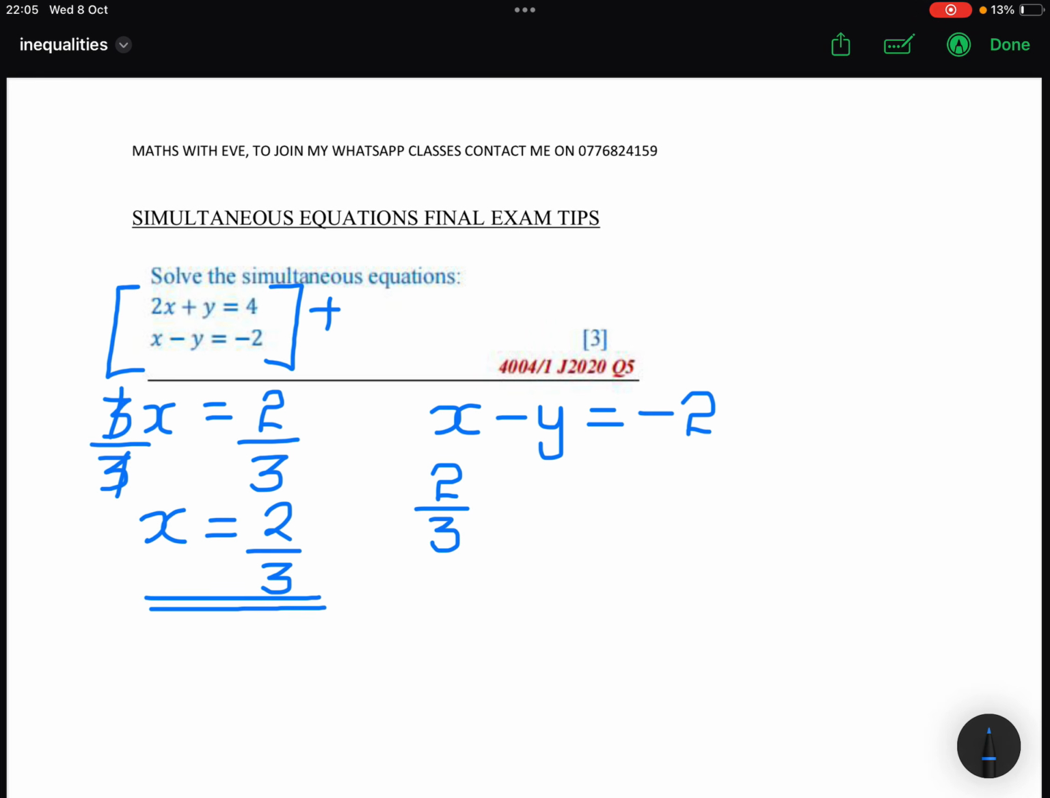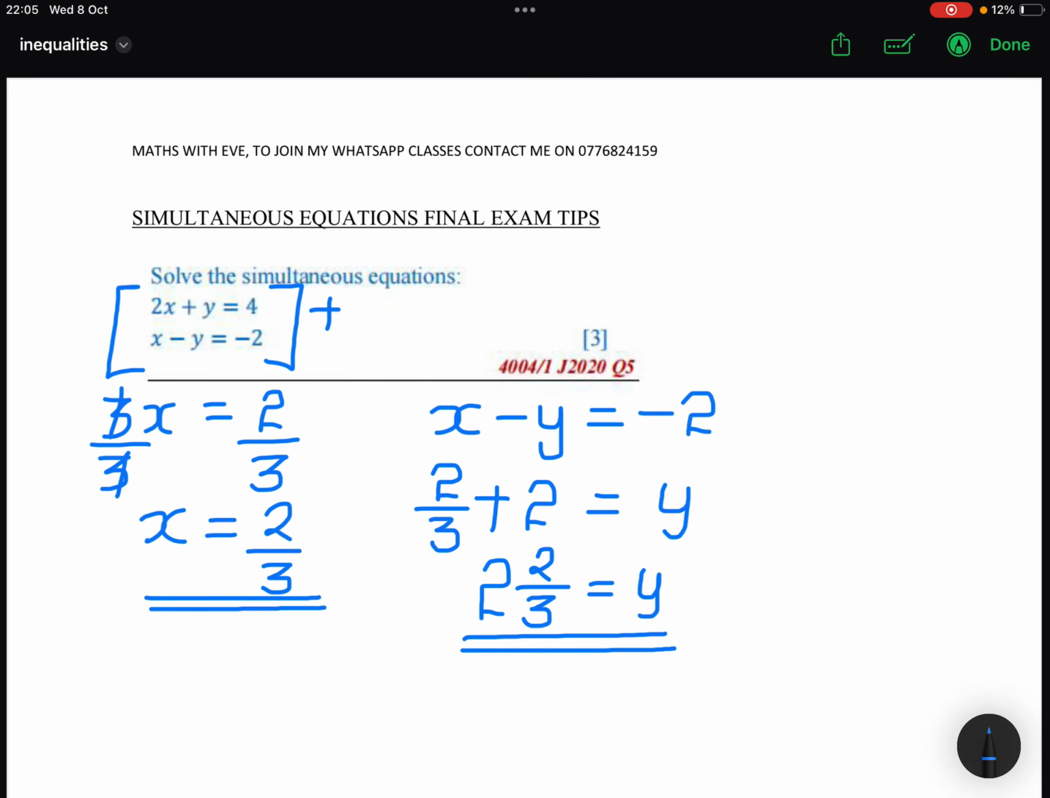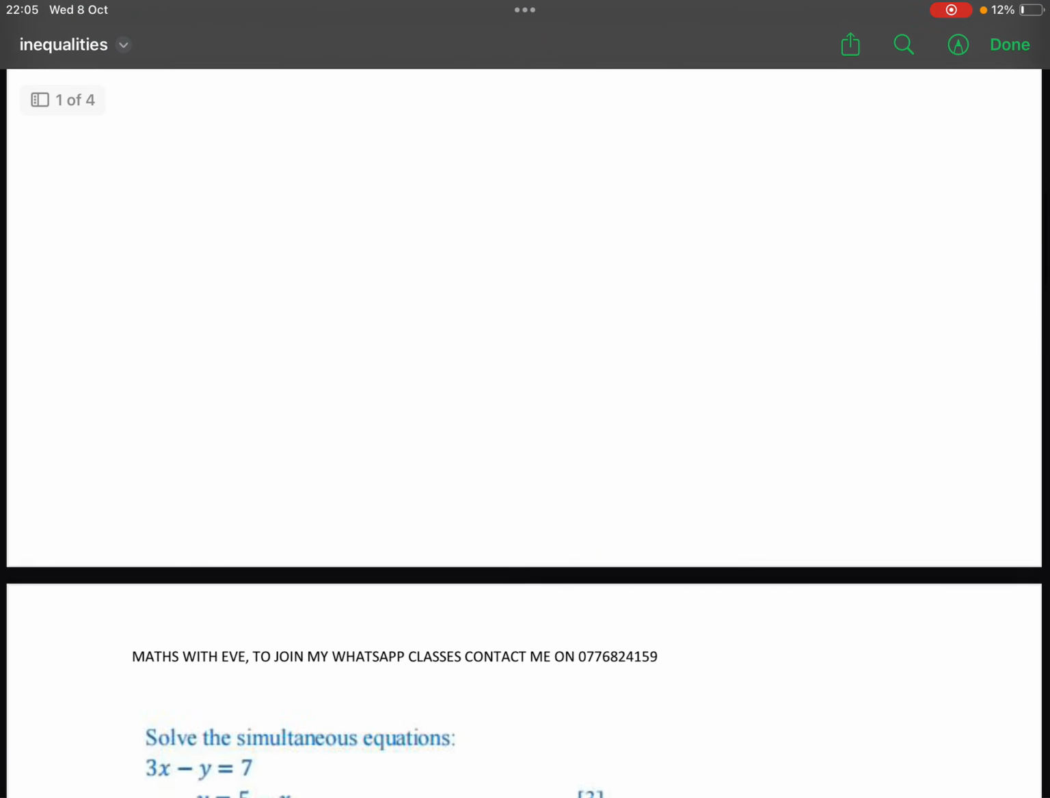After that, we shift minus 2 to the other side. It is going to be positive 2. We shift minus y to the other side. It is going to be positive y. So 2/3 plus 2, we get 2 and 2/3. So this is going to be the value of y. For you to get the 3 marks, you're supposed to get your x as 2/3 and y is 2 and 2/3. So that is how we find the value of x and y. We can proceed to the next question.